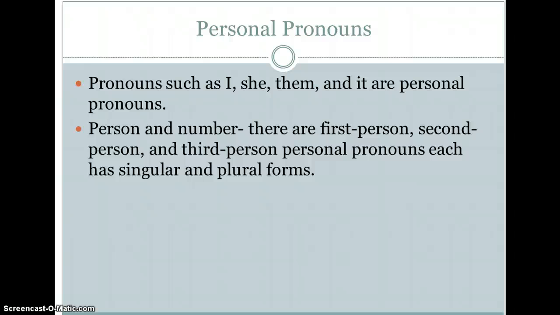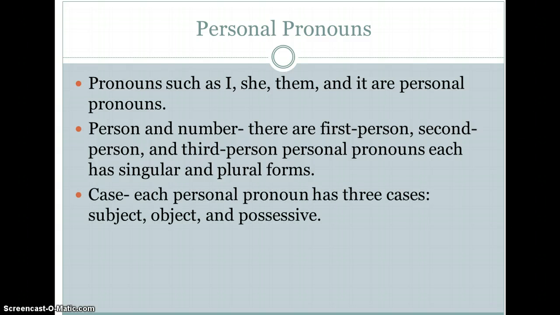So you're going to look at the chart on page 58 to understand what I'm talking about. The first person pronoun would be I, second person would be you, and third person would be she. And those are all singular. And plural, first person would be we, second person would be you, and third person, plural, is they.